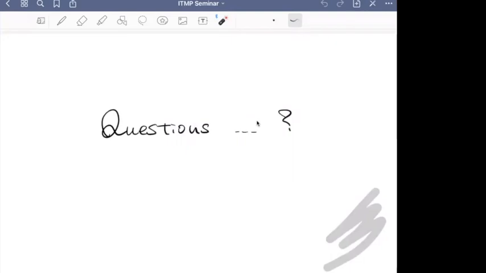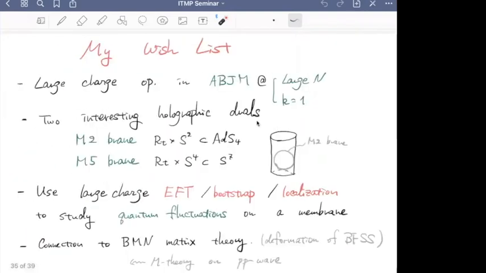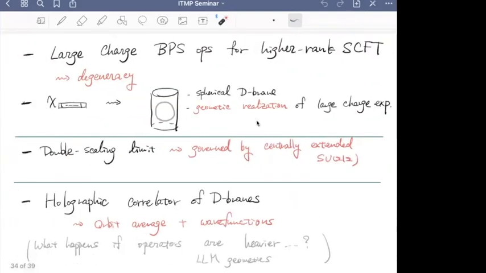Are there any questions? I have a rather simple question. At the beginning, you mentioned this law, J to the D over D minus 1 plus correction. So this law gets violated whenever you have supersymmetry. But whenever you don't have supersymmetry, can you reproduce it holographically in some of the examples?